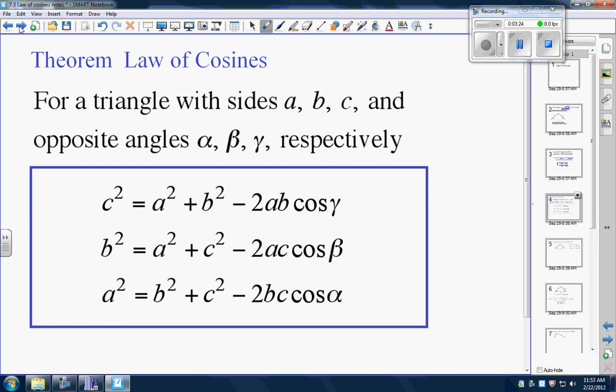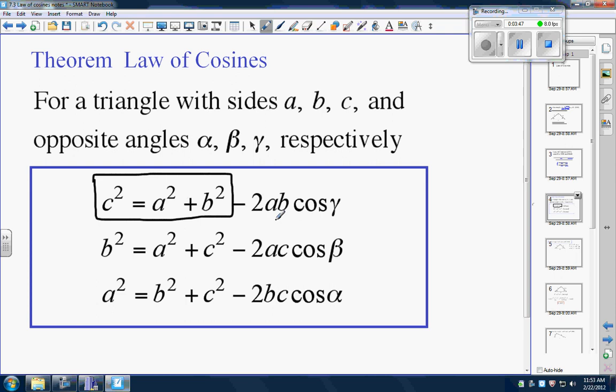Here's what law of cosines looks like. If you've seen it on your yellow sheet, you'll notice there's 3 different formulas for it. They're all pretty much the same. It just depends what we're trying to solve for. Some things you'll notice. This one right here is basically just Pythagorean theorem. a squared plus b squared equals c squared.